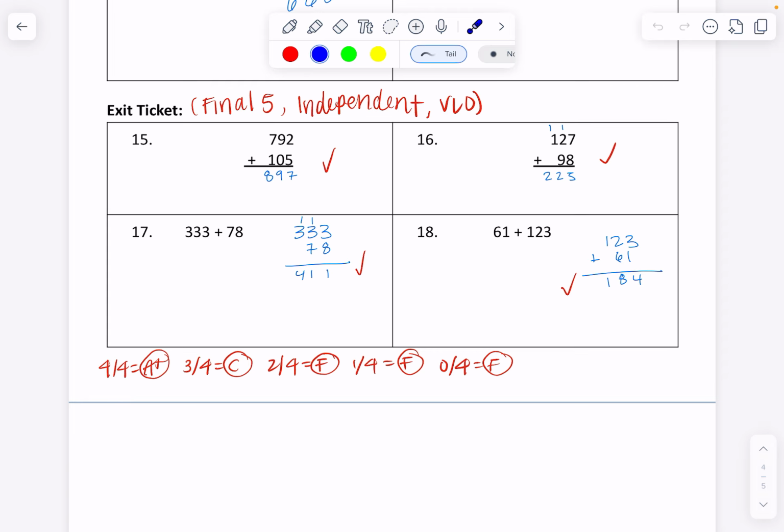And then the final 5 minutes is going to be dedicated to some independent time for their exit ticket. You want to see, again, that students are lining up their digits by place value and showing the regrouping work that they have to do in order to get the question right. 4 questions, 4 points.